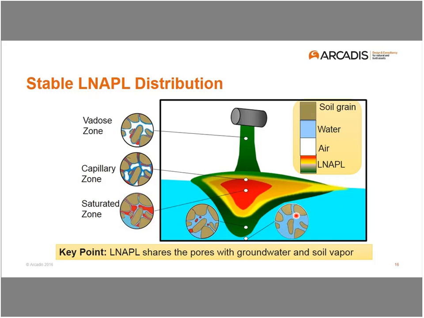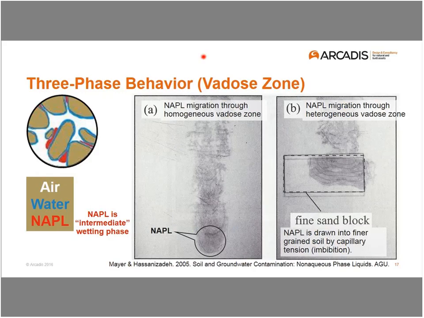So the point of all this is that the LNAPL shares the pore space with groundwater and soil vapor. When you're in the LNAPL zone, when you're within the LNAPL body, all 3 phases are present. Of course, down here in the saturated zone you've just got the 2 phases present, when you get rid of the air. So looking up there in the vadose, let's look a little more closely at what's going on. I said that up here in the vadose, LNAPL is this intermediate wetting phase. It's in between the water that coats the soil grains and the air that's in the largest pores.